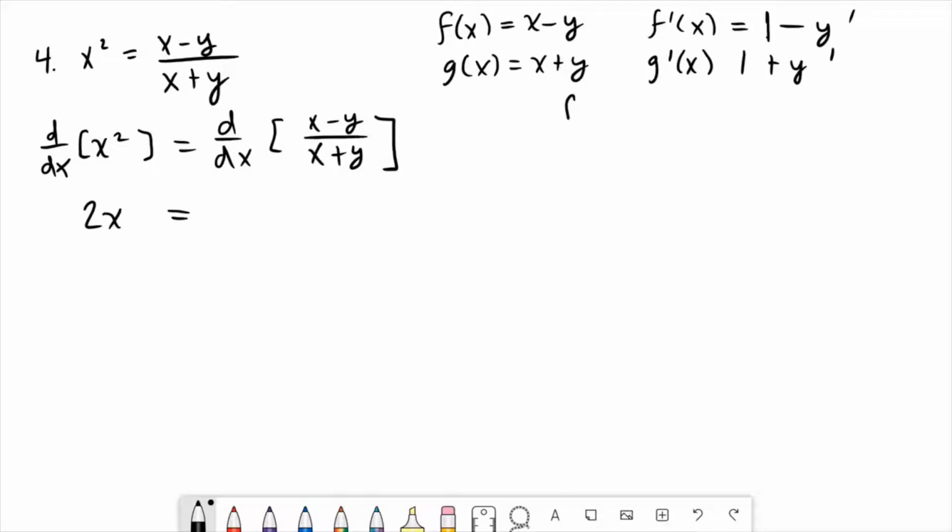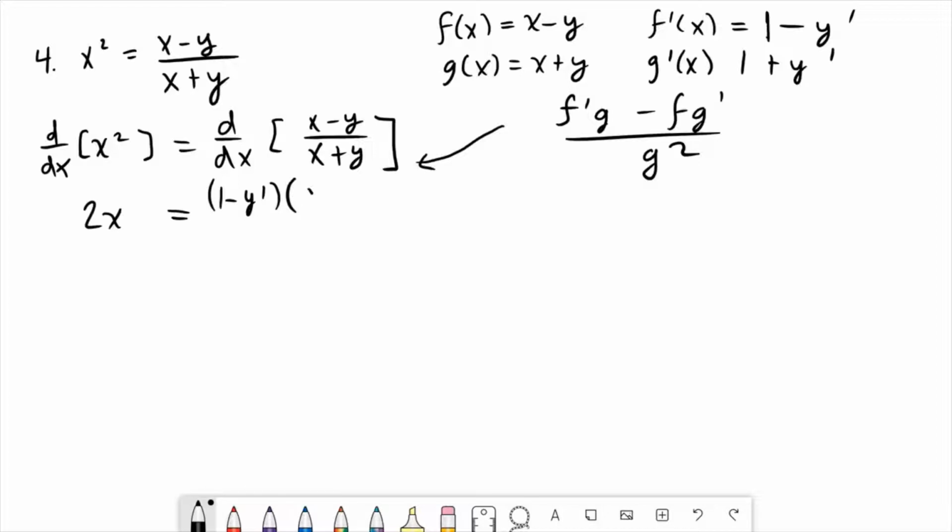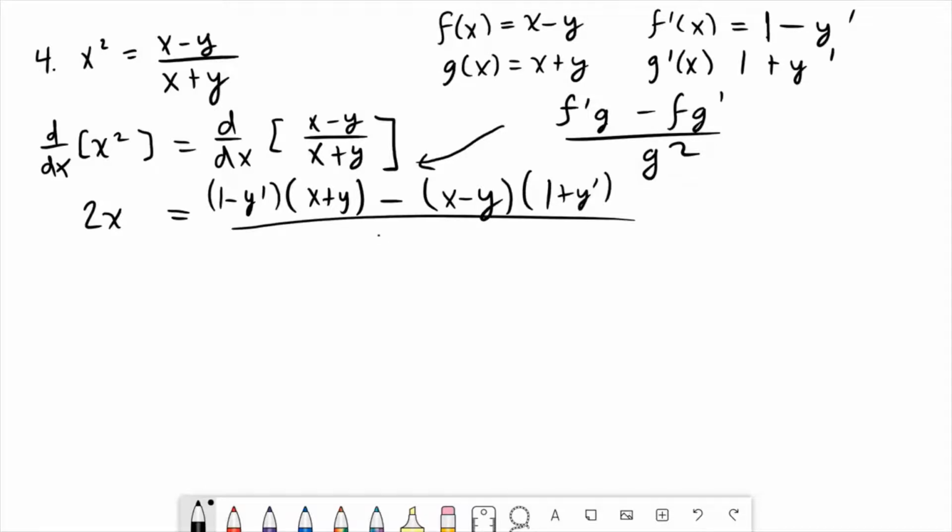So let's input it into the quotient rule formula, right? Derivative of the first, keep the second the same, minus the first, derivative of the second, all divided by g squared. So let's copy that over to the problem here. We have to be really careful here: 1 minus y prime times g, which is x plus y, subtract f, which is x minus y, and then multiply by g prime, which is 1 plus y prime, all divided by g squared, which is x plus y squared.